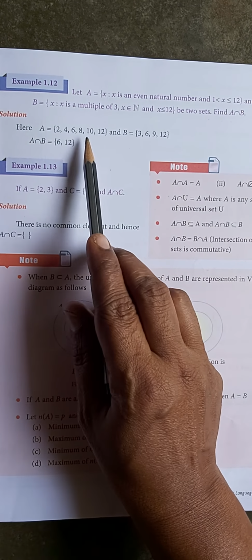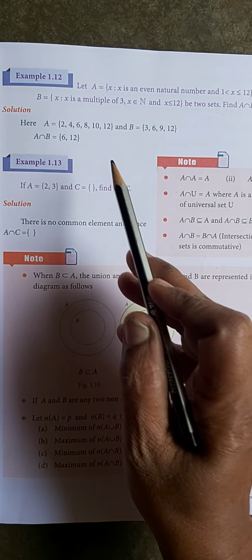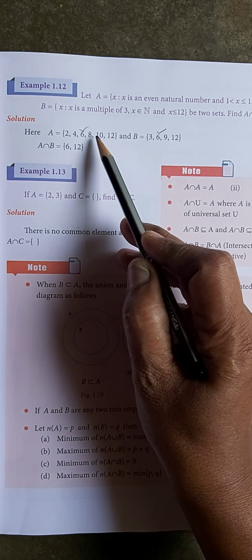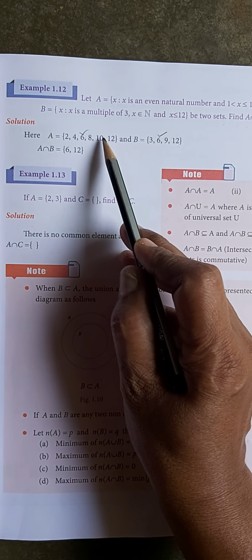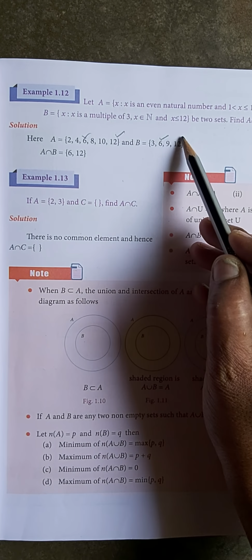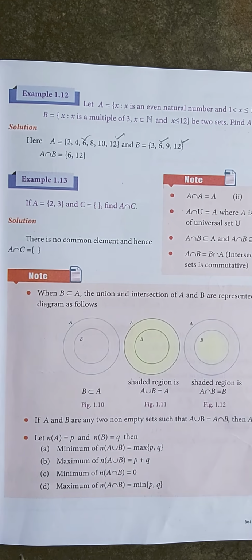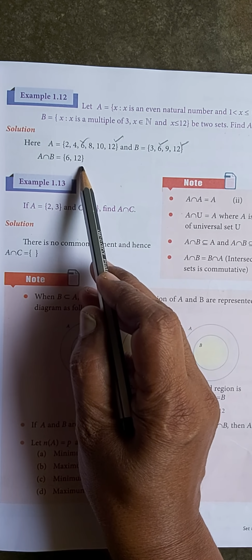Now you compare these two sets, which are the common values? Here 6, here also 6. Here 8 but here not have, here 9 but here not have, 10 here not have, but 12. So 6 and 12 only are common. So A intersection B equal to {6, 12}.